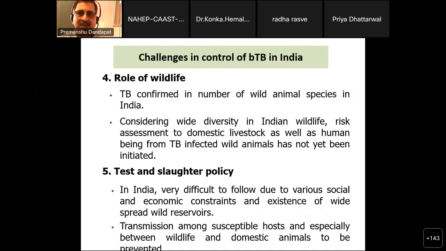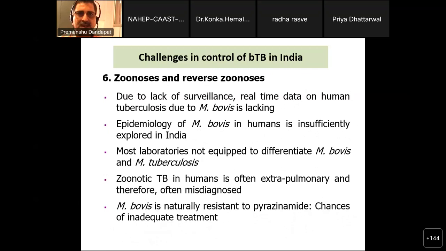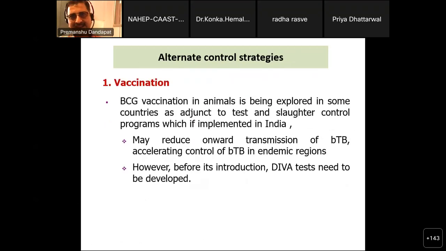So even if we control it in domestic animals, again, it can come through the interface of wild animals and domestic animals. I already mentioned test and slaughter policy is almost impossible, and zoonosis and reverse zoonosis are really very important. We have to make some strong database to take some strategic actions on that. So the only alternate strategy is vaccination. There is no other alternative, I think, for India. And BCG, the same strain we are using, can also be used. But we have to do lots of trials. Already the BCG vaccine trial has been done in cattle at TANUVAS and buffalo at LUVAS.